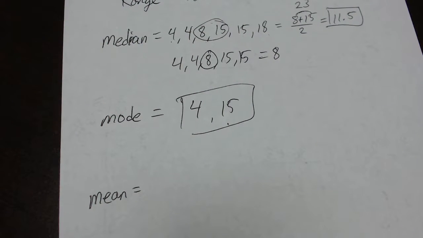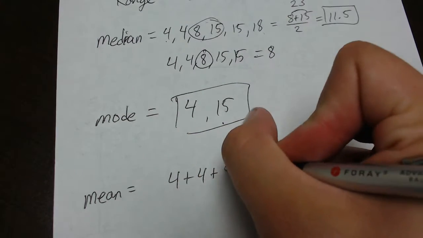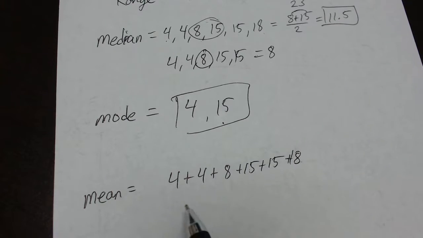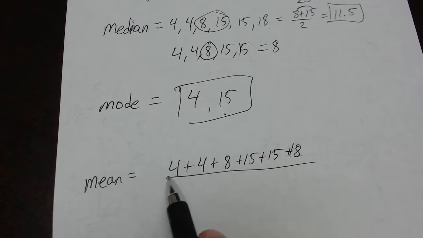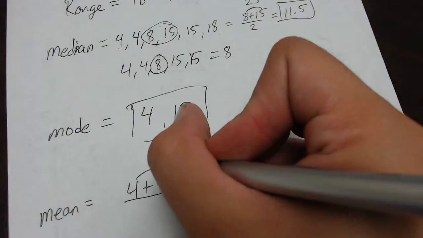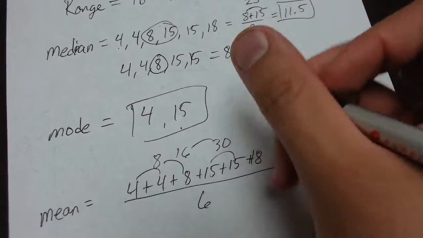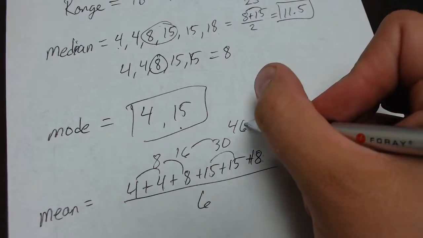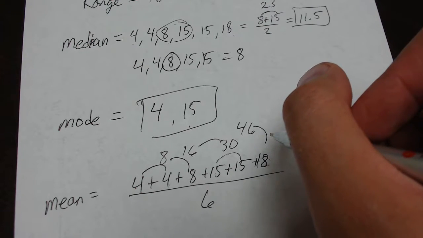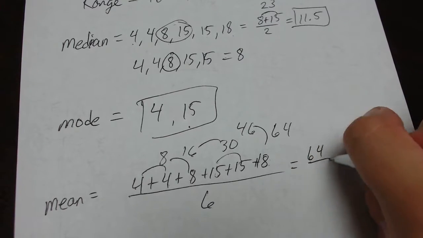So to find the mean, all I do is I take 4 plus 4 plus 8 plus 15 plus 15 plus 18. I add up all of my numbers, and then I divide by 1, 2, 3, 4, 5, 6, the number of numbers. So 4 plus 4 is 8, 8 plus 8 is 16, 15 and 15 are 30, 30 and 16 is 46, 46 and 18, that's a tough one. Let's see here, 56, 64. So I have 64 divided by 6.